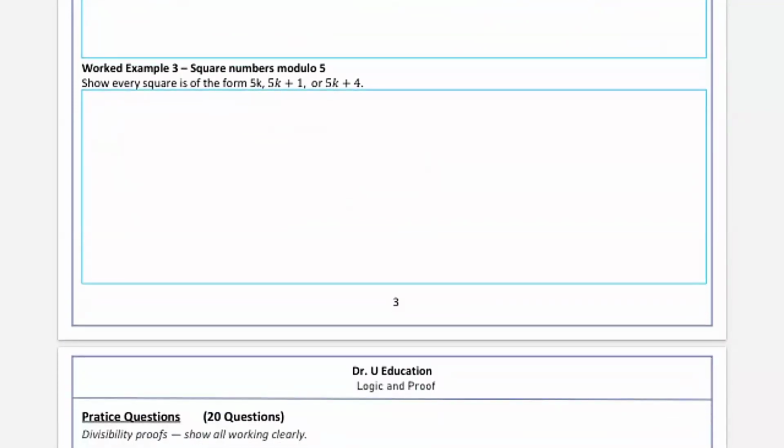Show every square is of the form of this. Square numbers modulus 5. So how do you do that? Show every square is of the form of this. You have to show that it is in the form. You have to divide in it. Show every square.